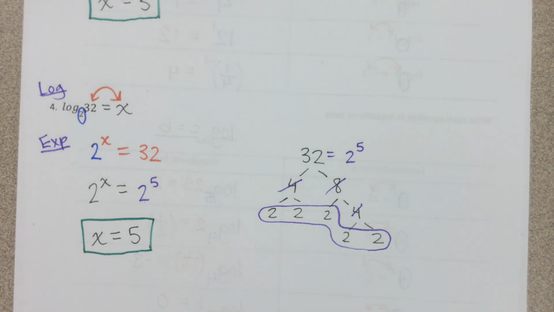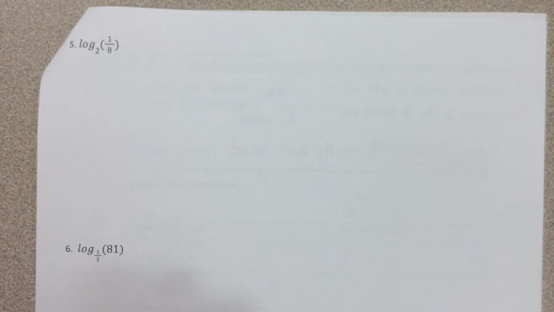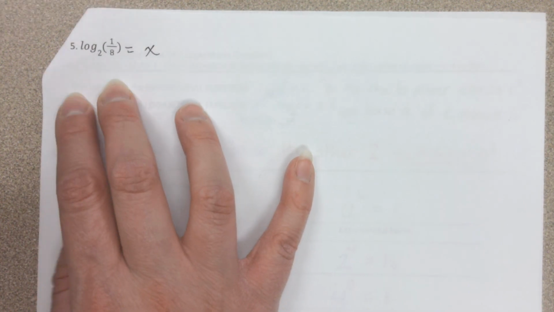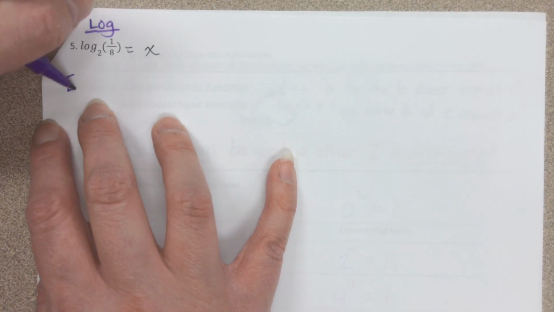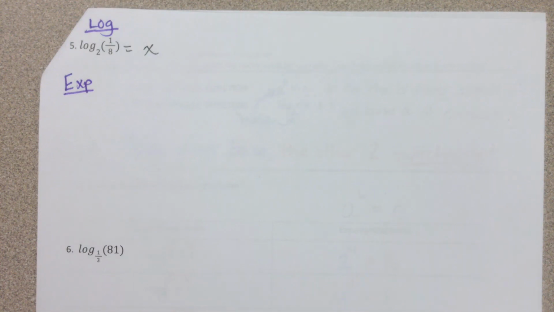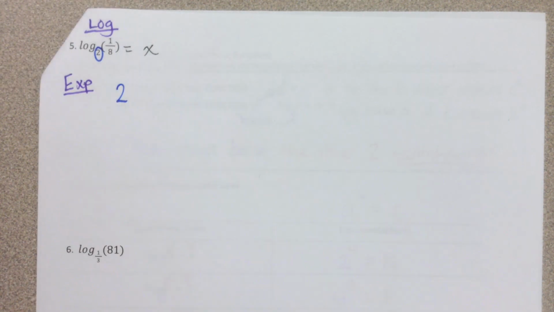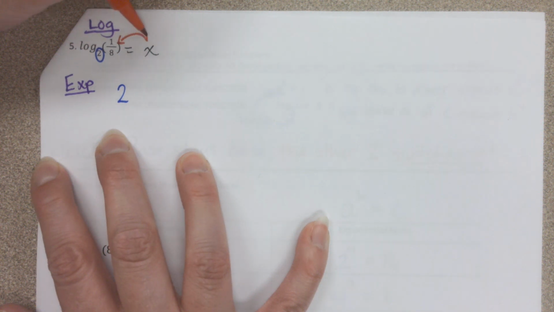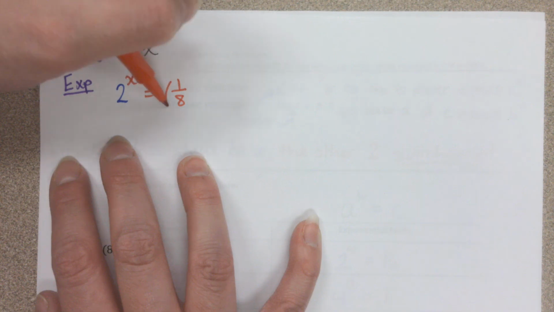Questions on 3 or 4 before we bump it up just a little bit? Number 5. Log base 2 of 1/8 is equal to x. Once again, this is in log form, and I need to switch it to exponential form. Base stays base. My base is 2. The other two switcheroo. 2 to the x is equal to 1/8.